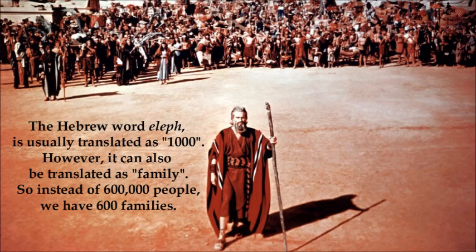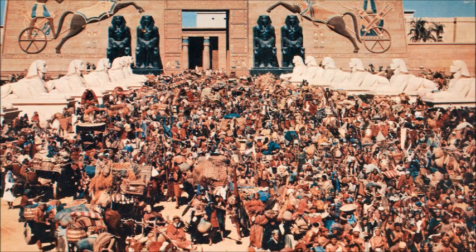The original Hebrew version of the scripture uses the word which is spelled E-L-E-P-H. This is usually translated as the number 1,000. However, an alternative translation is also available, and it's the word family, not the number 1,000. So instead of 600,000 plus people, we have 600 families, which would be something like 5 to maybe 10,000 people in total. So, we can still accept the scripture as being correct and logical if it is reinterpreted and the Exodus is now composed of about 600 families.